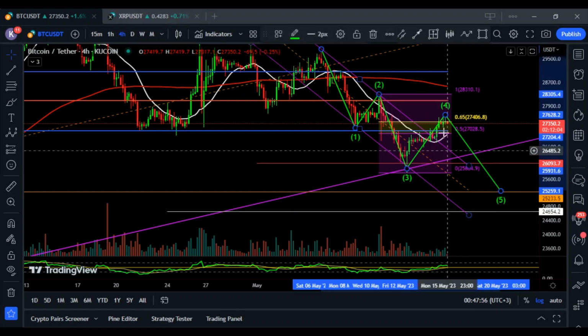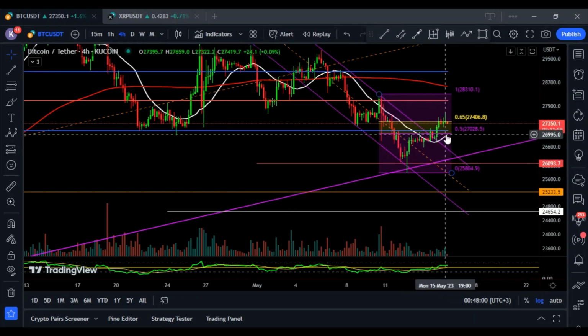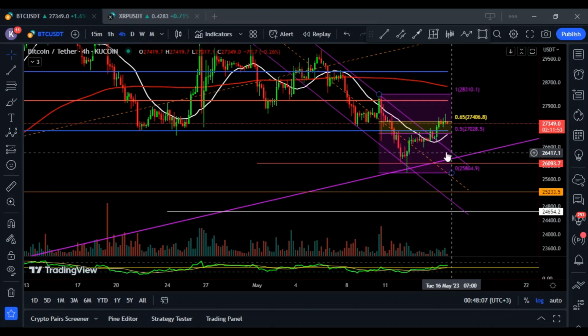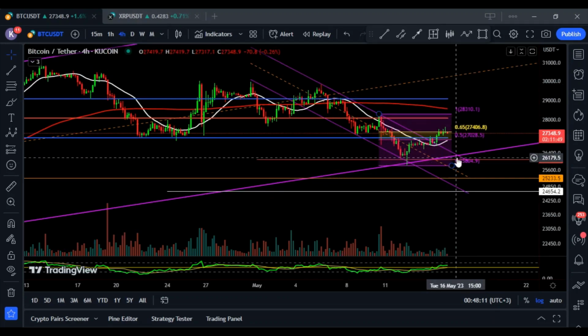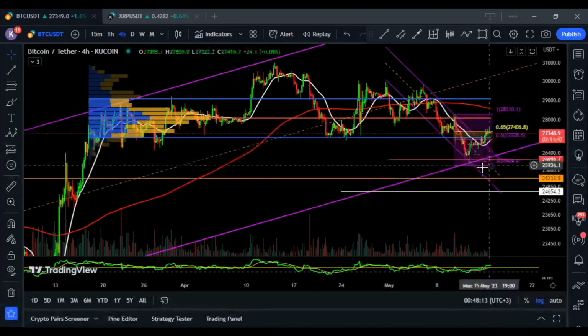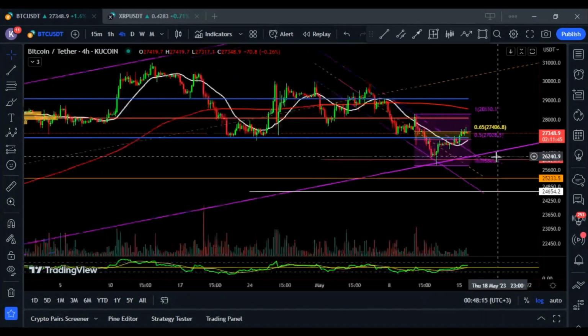If we failed the 0.65 Fibonacci, if we fail to take this, if this 20 didn't support us, if the value area low didn't support us, if this parallel channel here didn't support us, and if this bigger parallel channel here didn't support us as well.